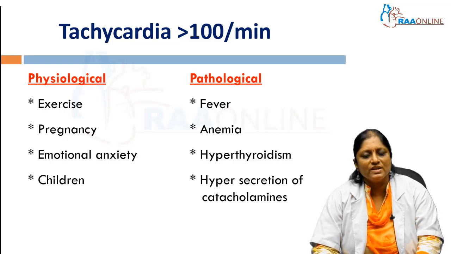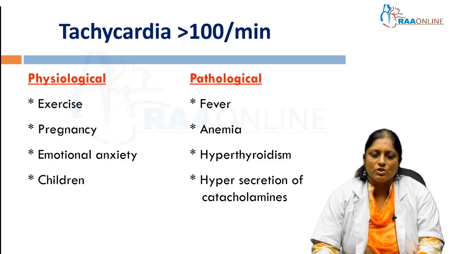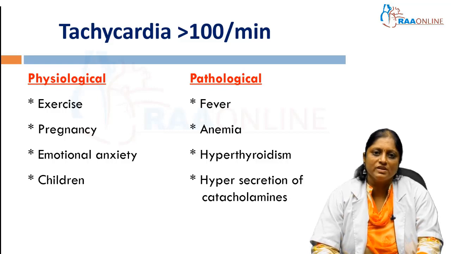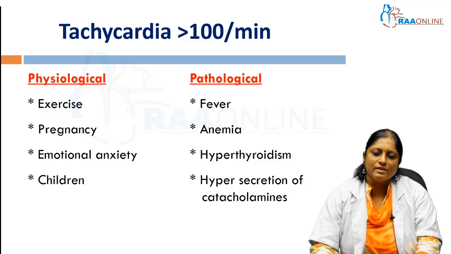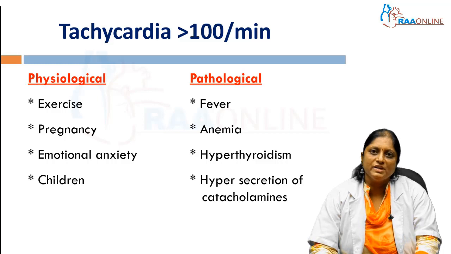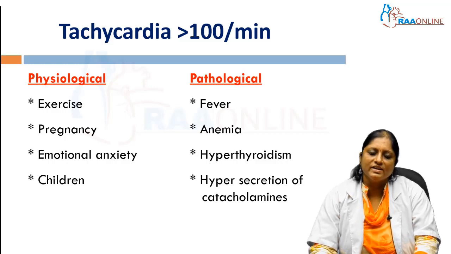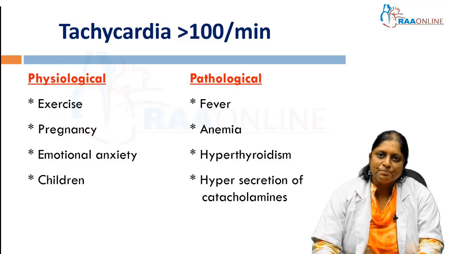There are various physiological as well as pathological causes for this tachycardia. As far as physiological causes are concerned, exercise is one of the major causes. Pregnancy and emotional factors like anxiety, as well as childhood. Pathological causes are fever. Fever increases the heartbeats by 10 beats per minute for every degree Fahrenheit, and by 80 beats per minute for every degree Celsius. The other pathological causes include anemia, hyperthyroidism and hypersecretion of catecholamines.